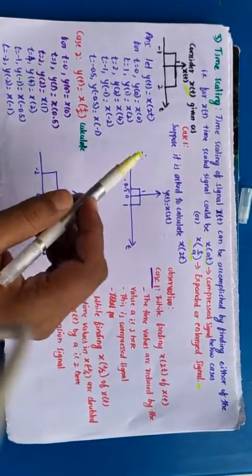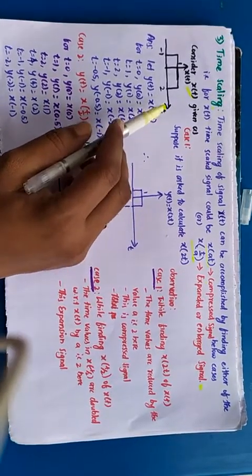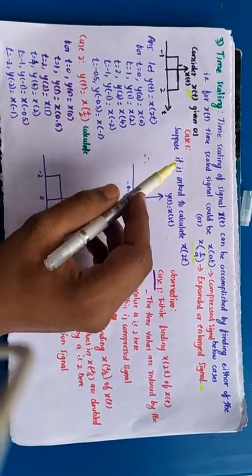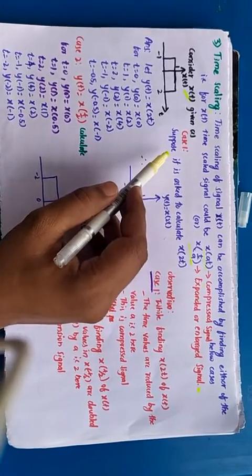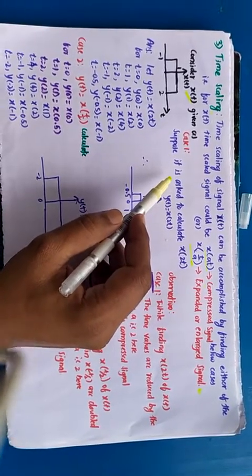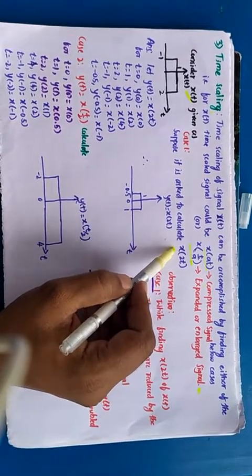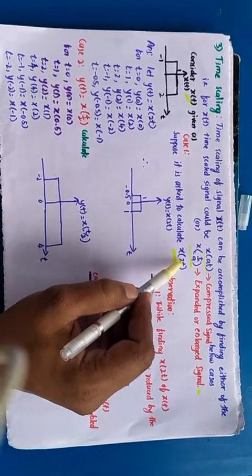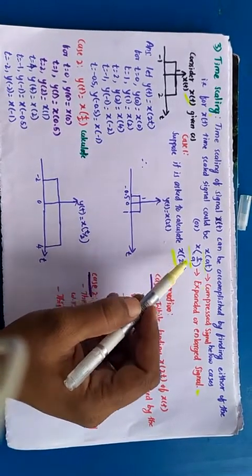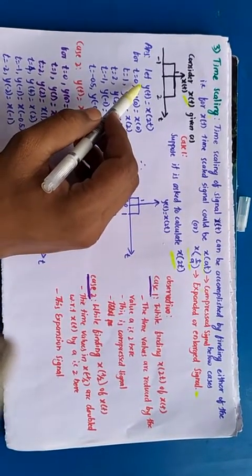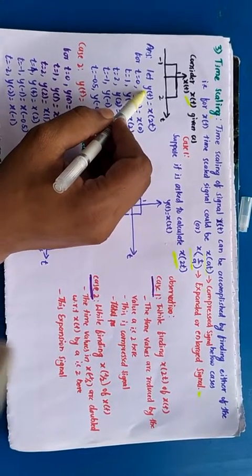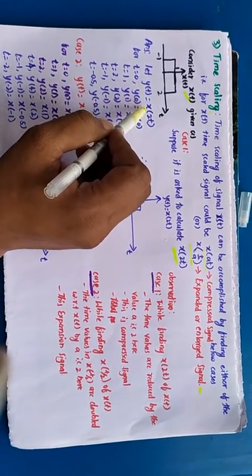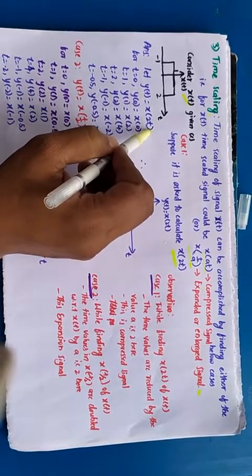How that will happen, we will understand with an example. Okay, first let us learn what happens if we are supposed to calculate x of 2t, that is in terms of the at form. So what do we need to do? Let y of t is equal to x of 2t. That is what we need to find out.